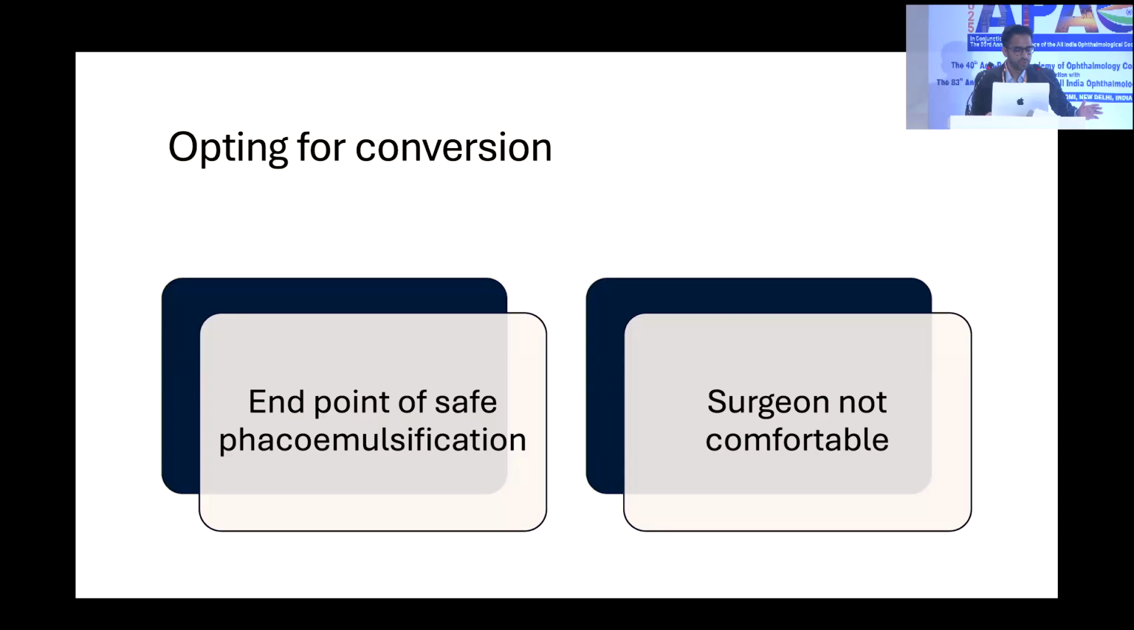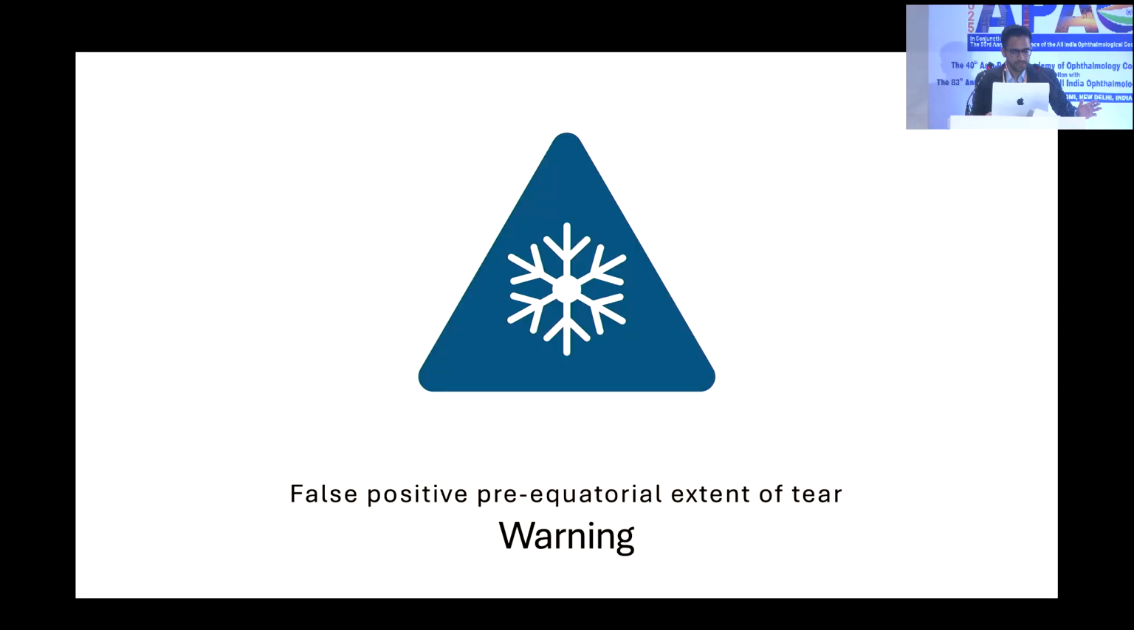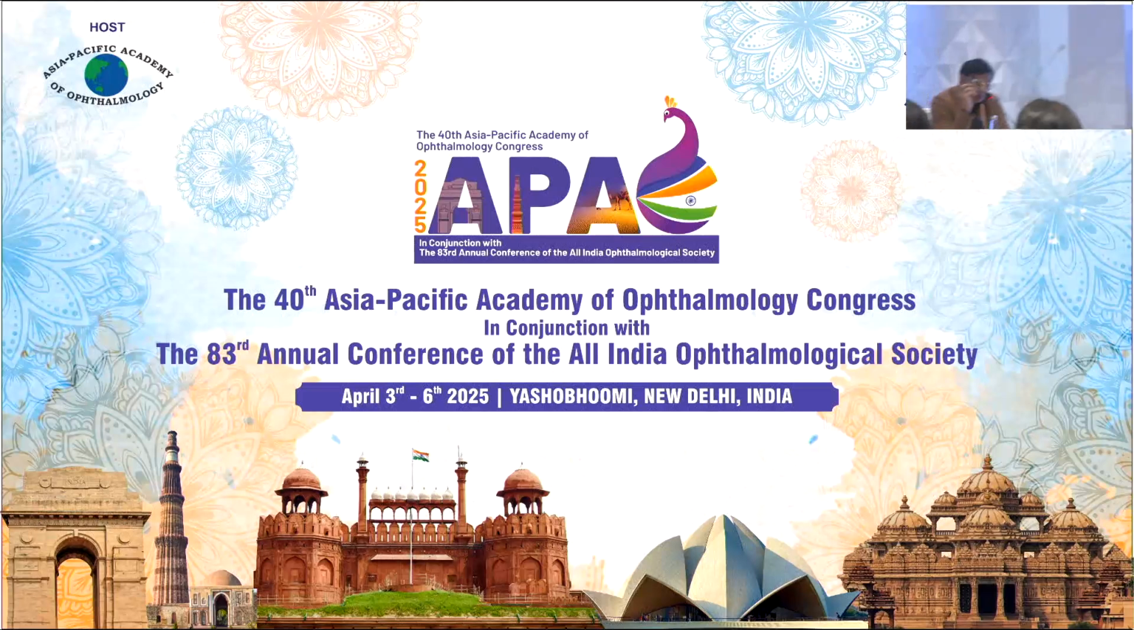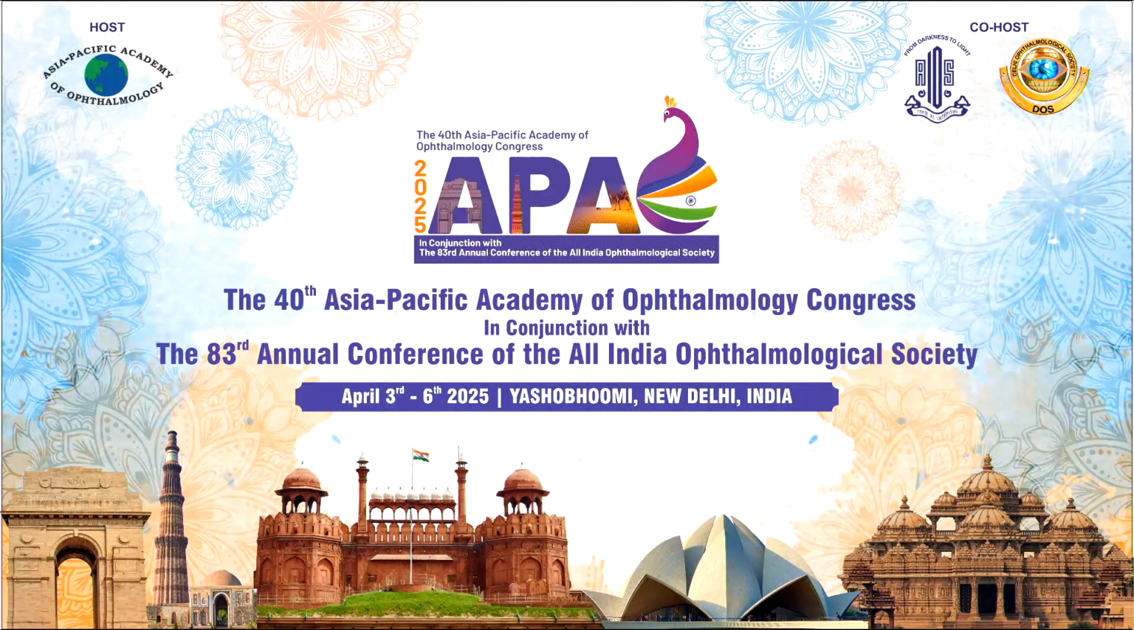The last thing I want to mention is that you can have a false positive anterior capsular tear also. So it is really important that all 4 flaps should be everted and fluttering, so you can take the help of your assistant and you can also intermittently visualize the motility of the flap. A false positive flap motility sign is also seen in pre-existing PCR, so it has to be ruled out. Thank you so much. I would like to mention the flap motility sign, which the Rohit Om Prakash family have brought out, is fantastic, because it really is a great sign which can save you when deciding whether to convert or not convert.